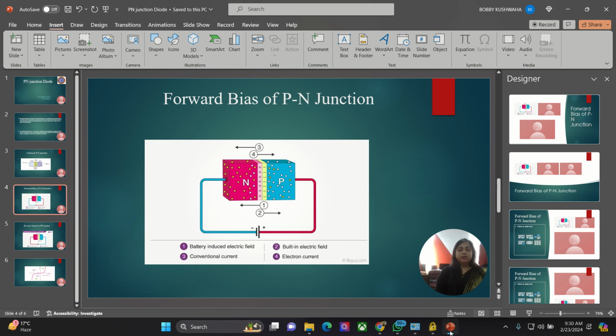cross the junction. Initially, when the value of applied potential is less than the potential barrier, no current flows across the junction. As the potential applied becomes greater than the potential barrier, electrons start to cross the junction. Further increase in applied potential forces more electrons to cross the junction, and the current in the circuit increases rapidly.